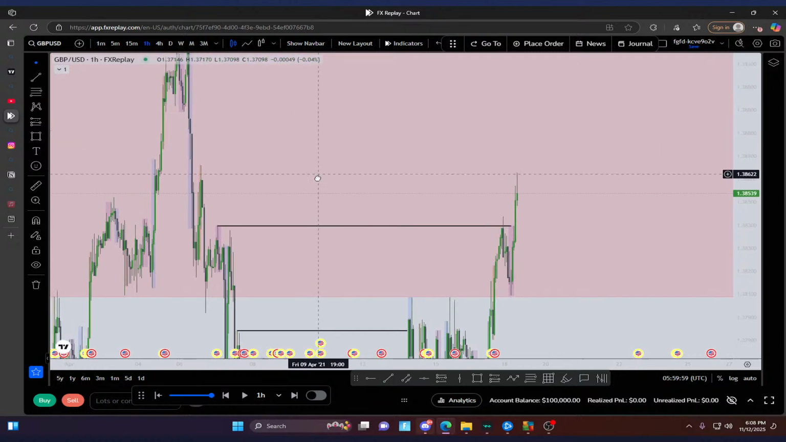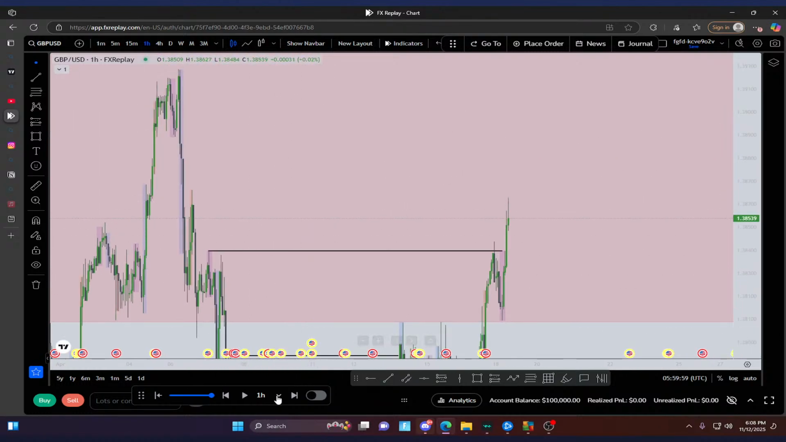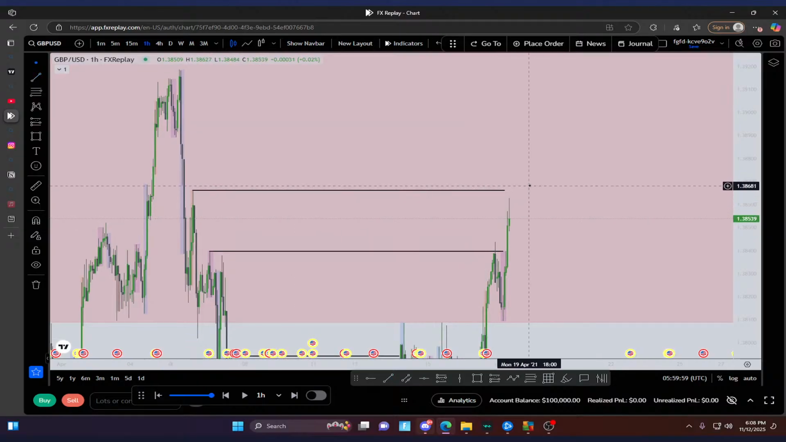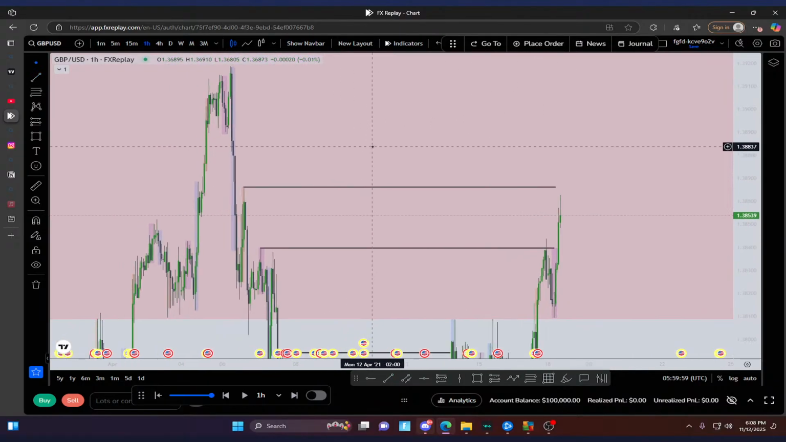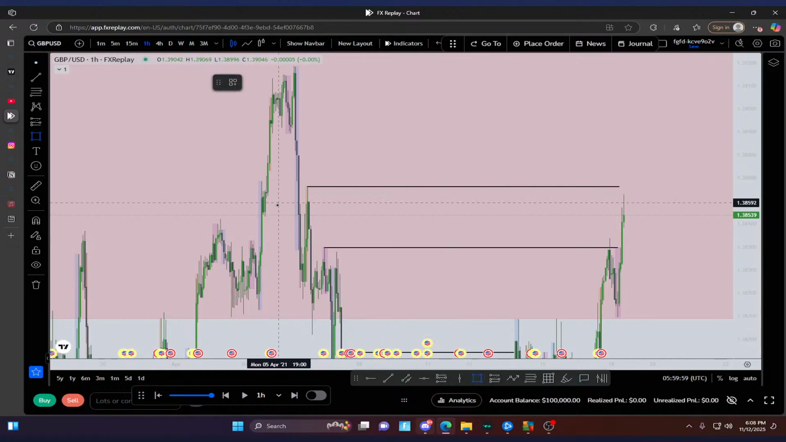But yeah, now we're having a sweep. Now we have this sweep. Yes, we could get a reaction off of this sweep. But are we looking for a crazy bearish reaction? Well, this is a sell. This is a buy to sell.